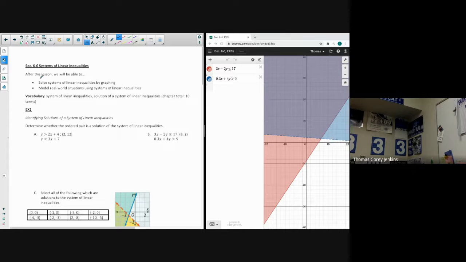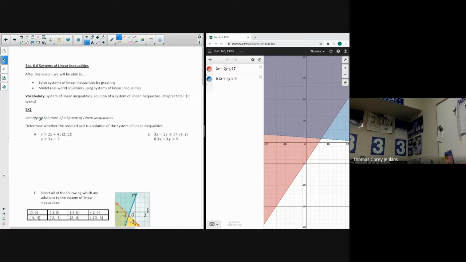Learning targets are we want to be able to solve systems of linear inequalities by graphing. It's really the only way to, quote, solve them. And then we want to do our word problem stuff, so model real-world situations. With that, let's jump right into example 1A.